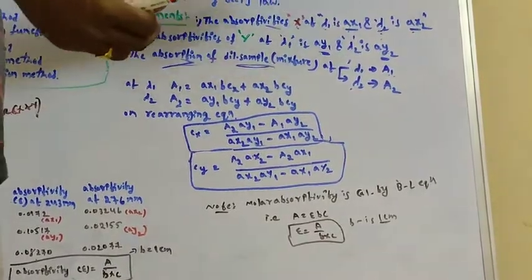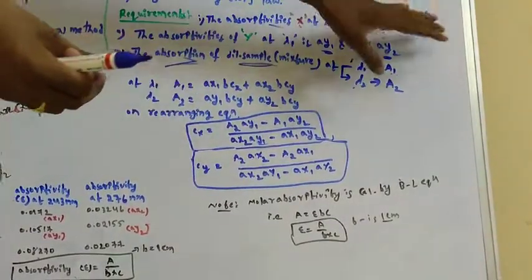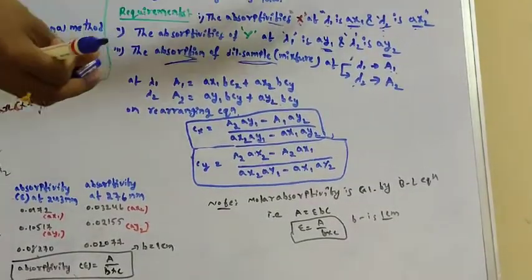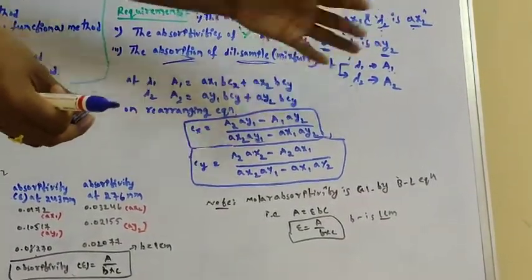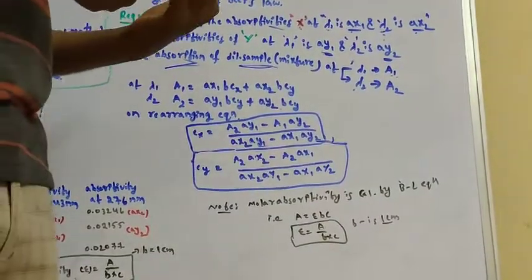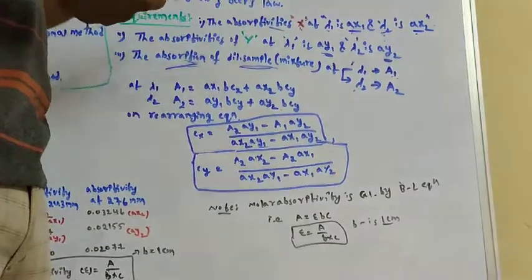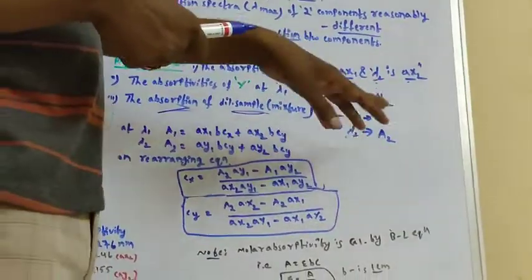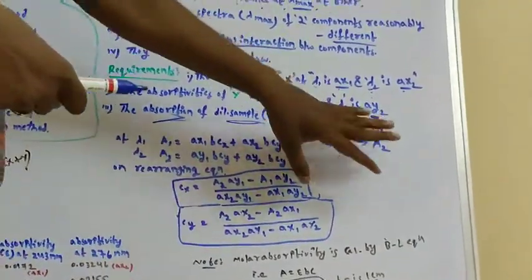We have to observe the absorbance at both the wavelengths. For the y component, we have to prepare one concentration, then observe the absorbance at both wavelengths. And then this time we have taken a mixture which consists of both samples, x plus y, or a tablet which consists of both samples. Here this time we are observing the absorbance at lambda 1 and lambda 2, both absorbances.